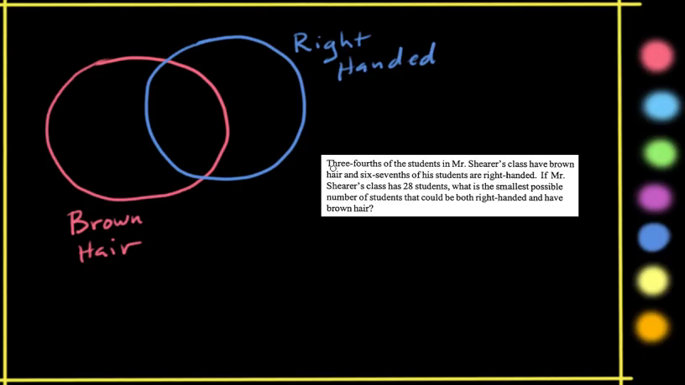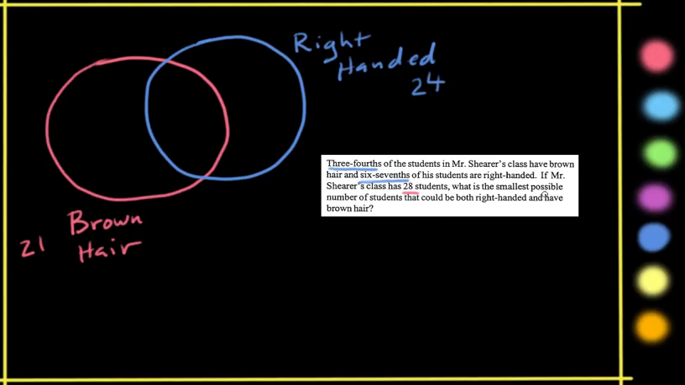And it says 3/4 of the students have brown hair. So the total number of students that have brown hair, there's 28 students altogether, so 3/4 of 28 is going to be 21. So brown hair, there's going to be 21 total inside this circle. And then inside the other circle, we're going to have 6/7 of the students, so that'll be 24. So there'll be 24 inside this circle.